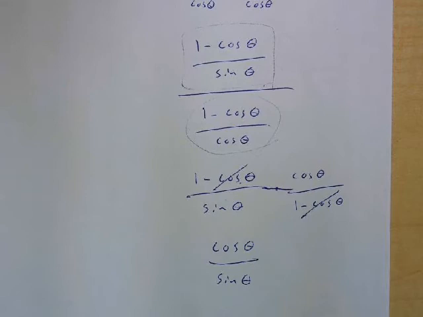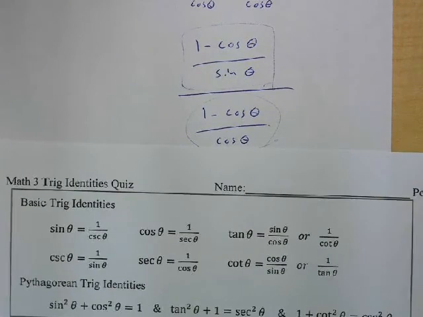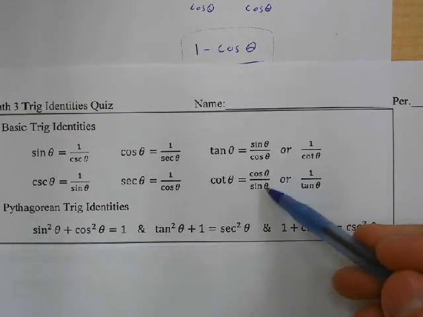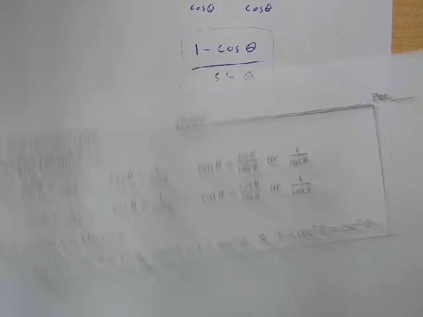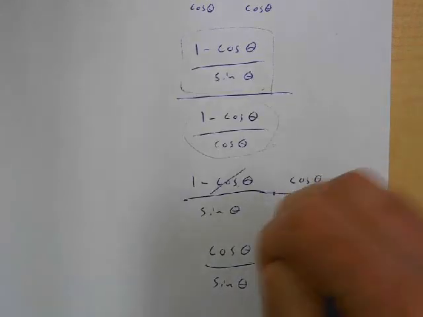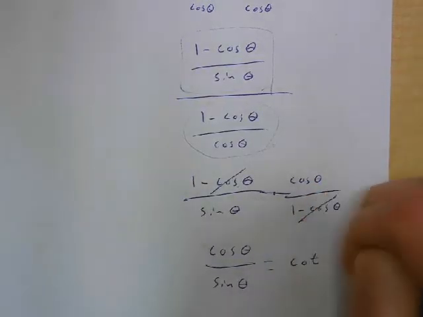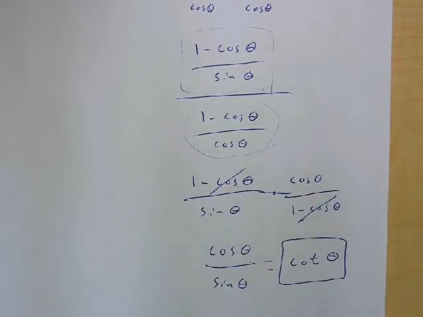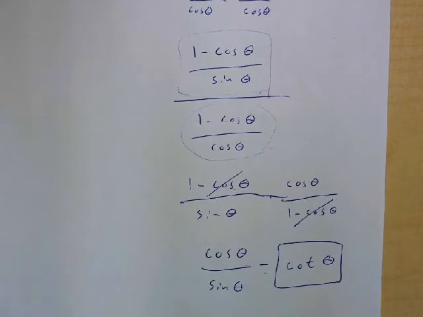Well, maybe, but if we look at our trig identities here, there we are. Cosine theta over sine theta is just cotangent of theta. So then we can simplify this to cotangent theta, and then that's our answer for number 14 from worksheet number 2.